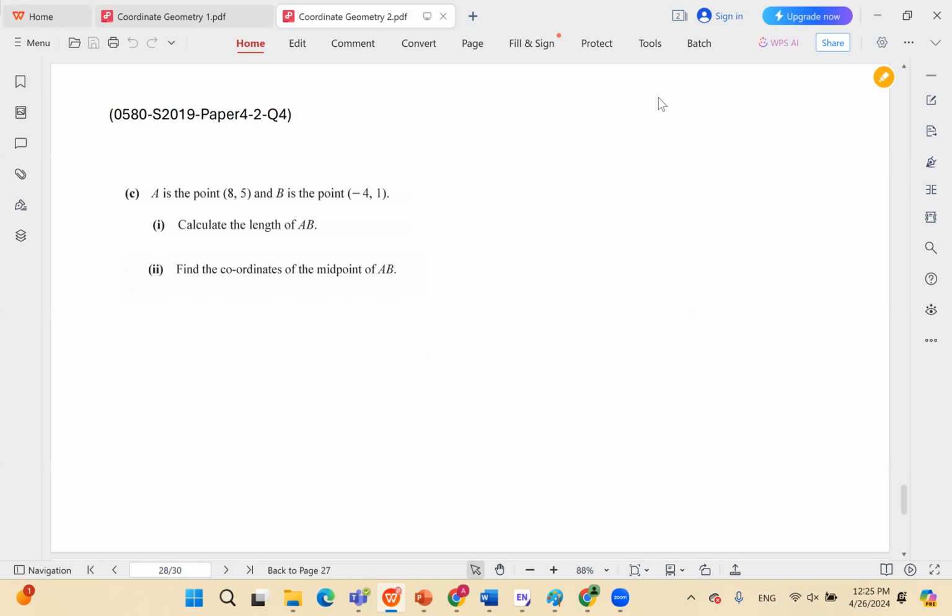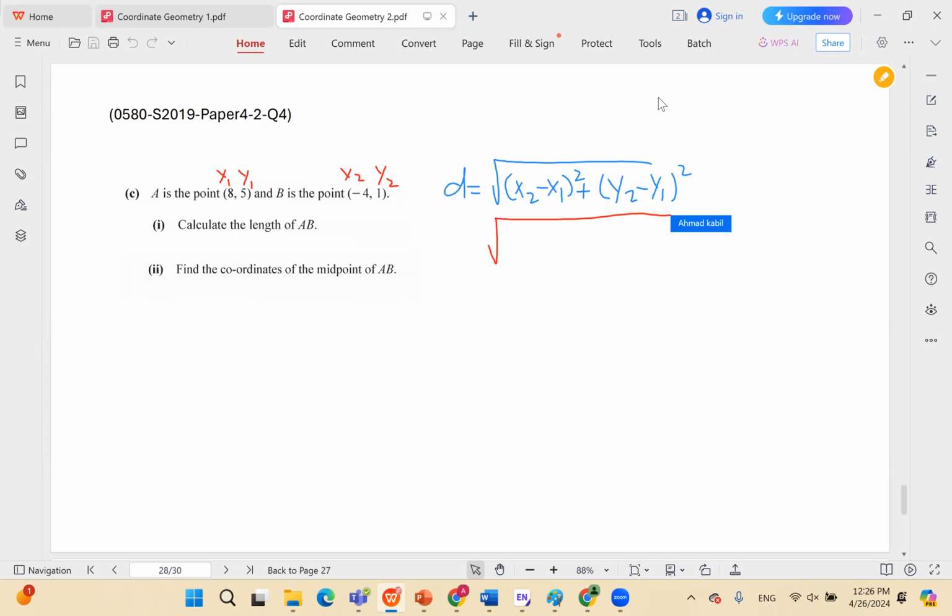Here we have 2 points and we want both the length and the midpoint. So let's start with the length. The length is d equals root of (x2 minus x1) squared plus (y2 minus y1) squared. So let's label the points. This is x1, y1, x2, and y2. We put x2 as -4 minus x1, which is +8, squared, plus y2, which is 1, minus y1, which is 5, squared.